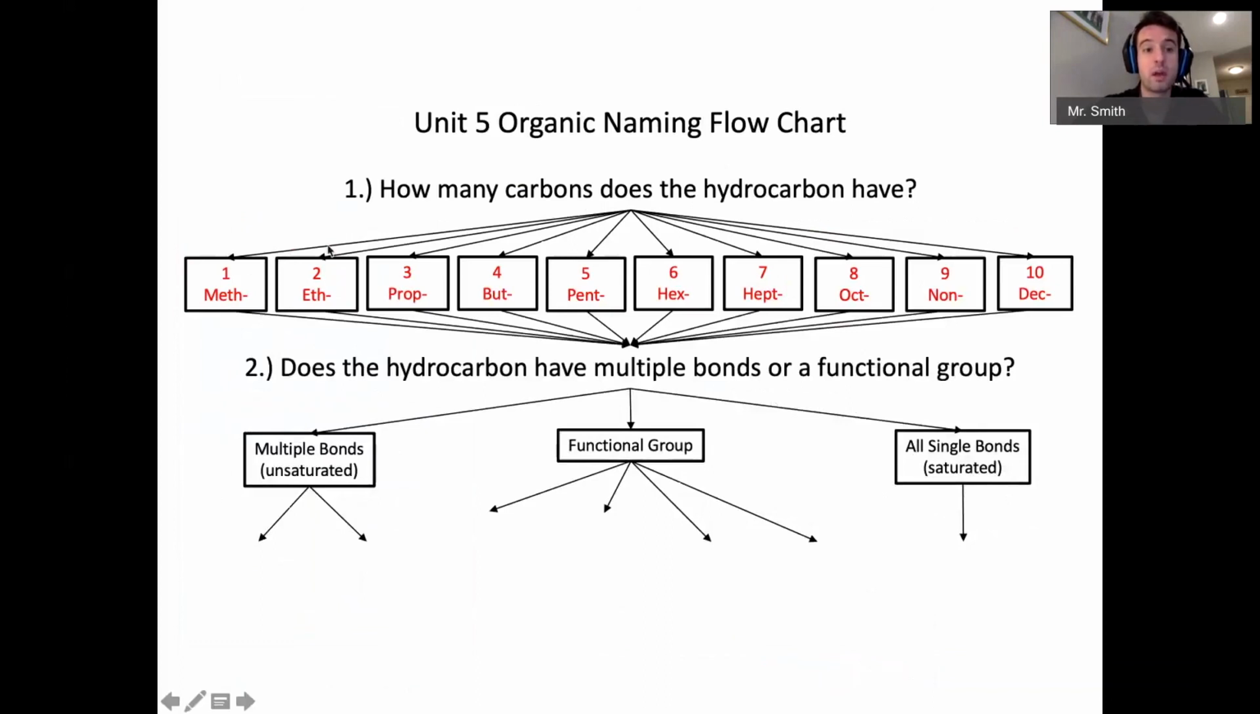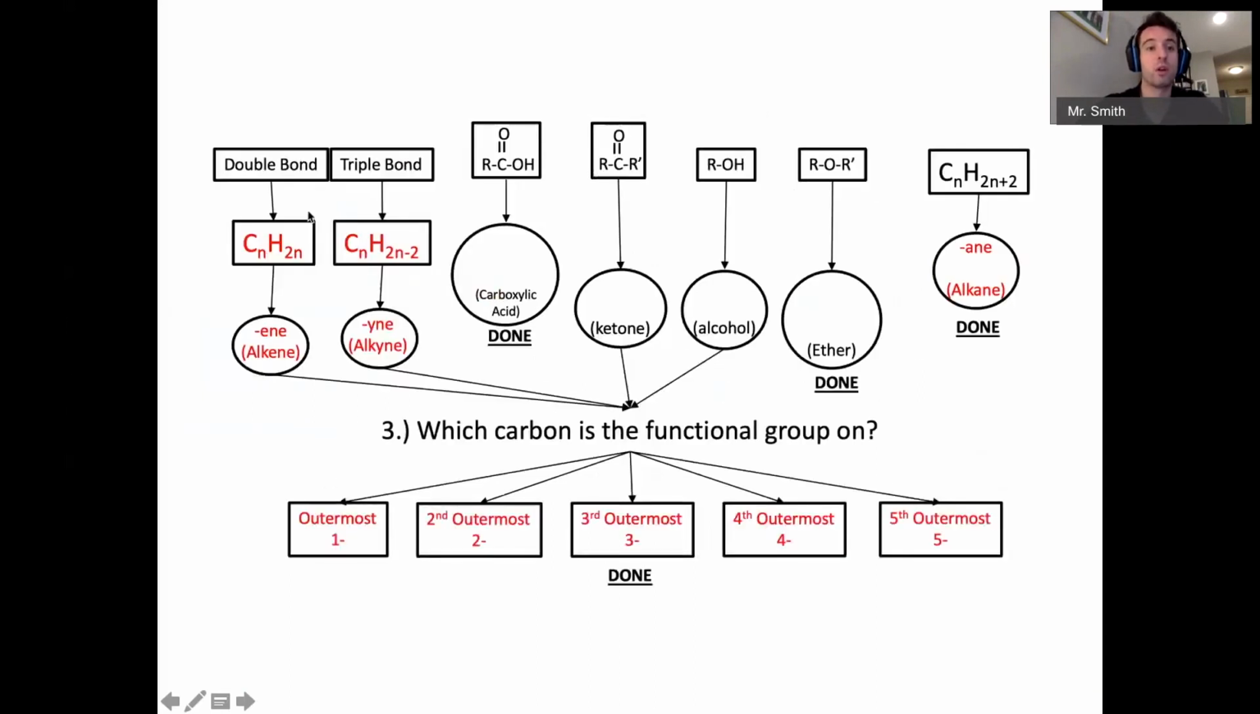Now, write down meth, eth, prop, but, pent, hex, hept, oct, non, dec. That's kind of my first step. That's the first thing you want to look at. How many carbons does it have? That's your prefix. Then the second question you're going to have to ask is, does the hydrocarbon have multiple bonds or a functional group? And then based on what you get there, that's going to help you go further. Right now, we learned about double bonds, triple bonds, and if they're all single bonds. As we move further, we're going to learn about ethers, alcohols, ketones, and carboxylic acids.